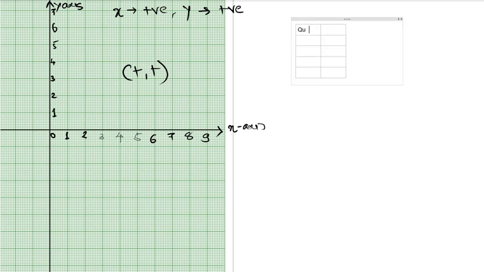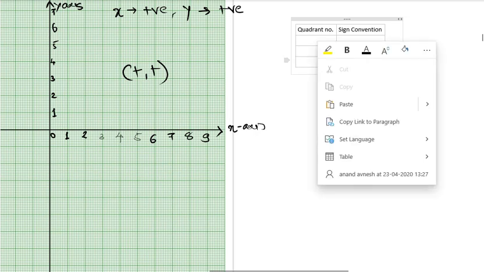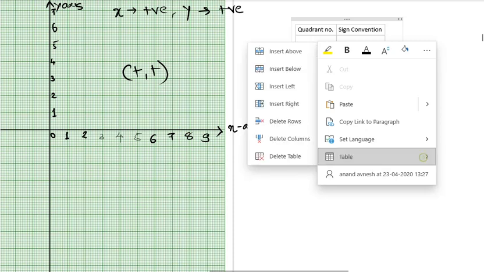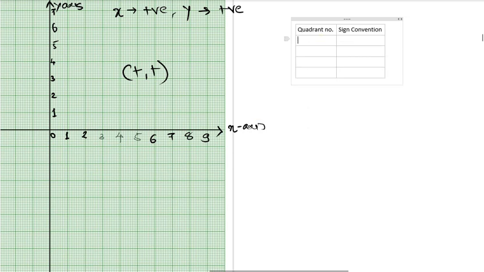So, quadrant number and sign convention. Okay, quadrant number and sign convention. Oops. Just a moment. I'm just going to insert one more. Yeah. Okay. That should be okay.